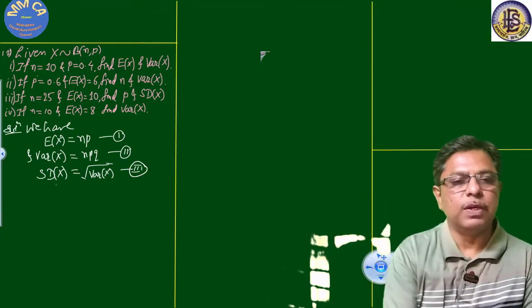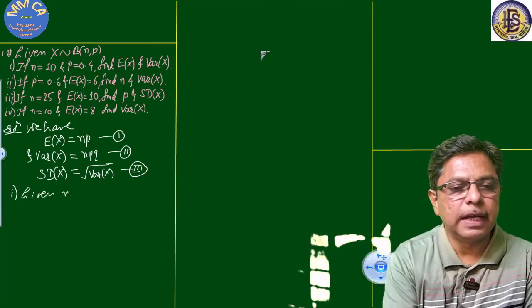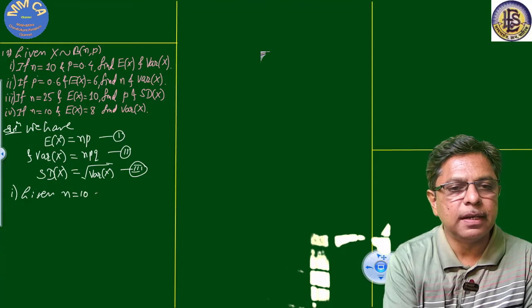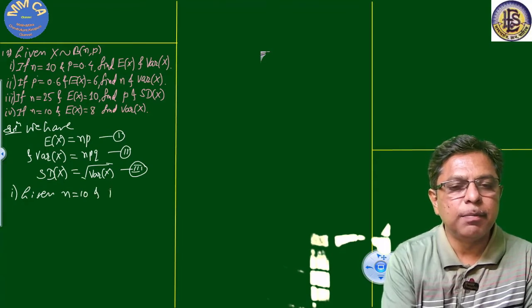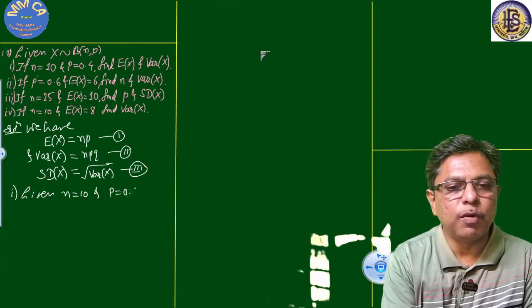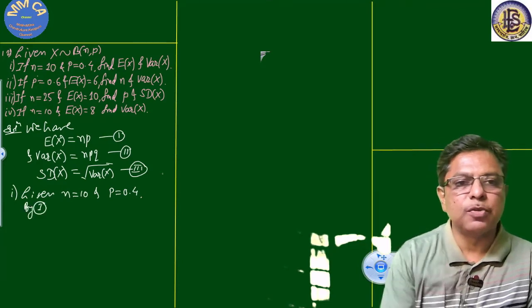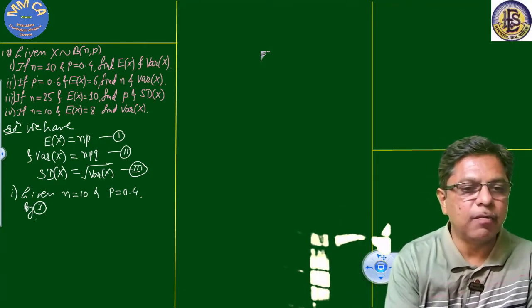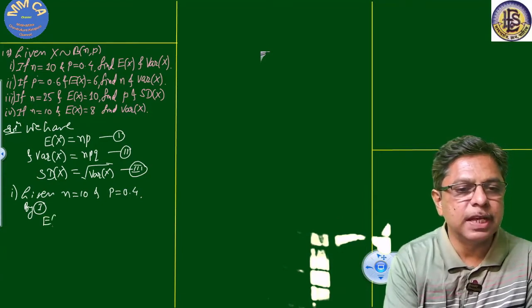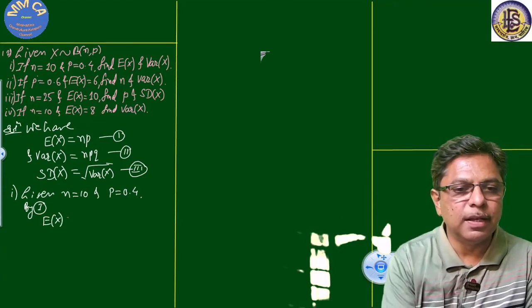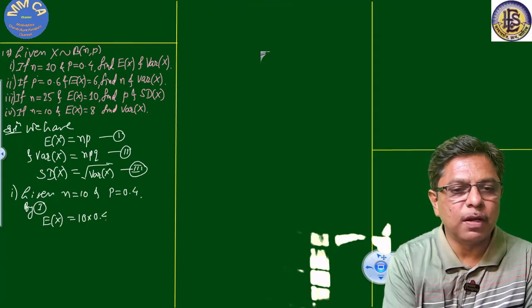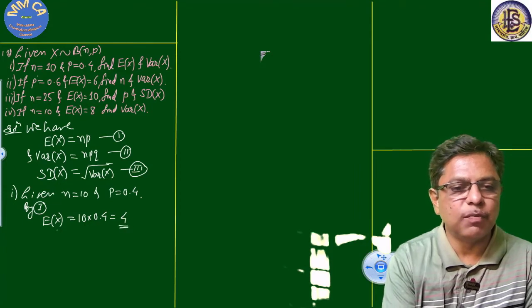So we'll go for the first. See what is given there. n is equal to 10 and p is equal to 0.4. First, we are asked to find E of x, and the formula for E of x is n into p. Now n is 10 into p is 0.4, so this is 10 into 0.4, which is 4. We've answered the first question.